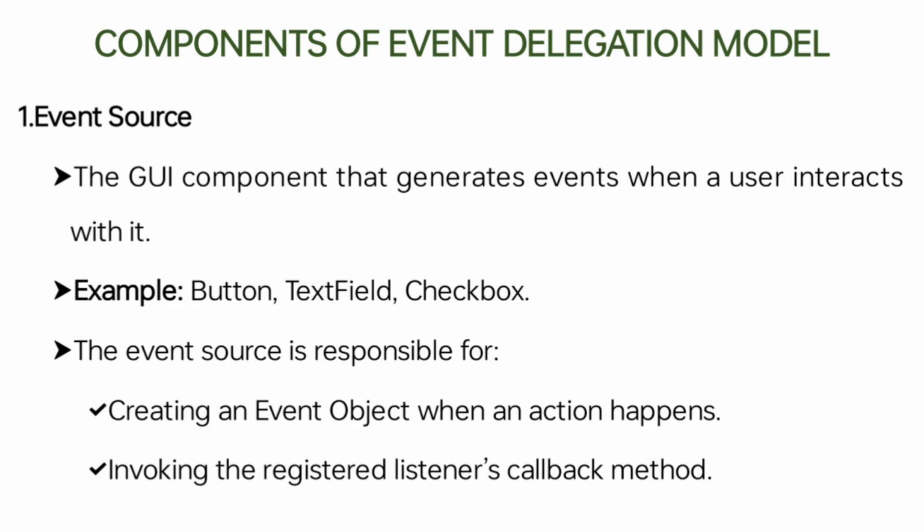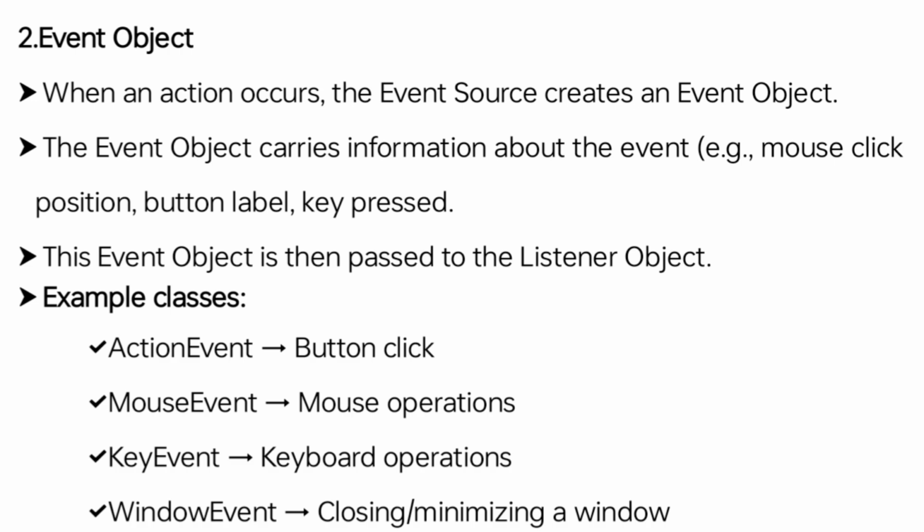The event source is responsible for creating an event object when an action happens and invoking the registered listener's callback method. So this separates all the events that take place. That is called event source, the collection of events. So next one is event object.